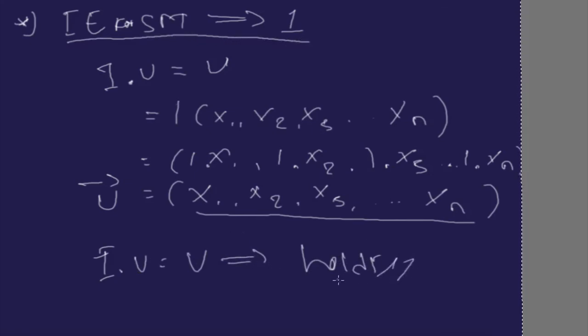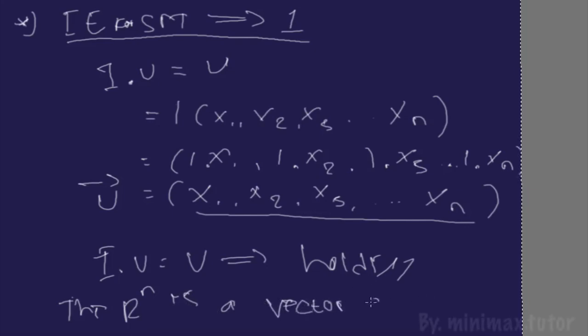So the answer is that Rn with n-tuples of vectors is a vector space, because it holds all of the properties, or axioms, of a vector space. Okay, thank you.